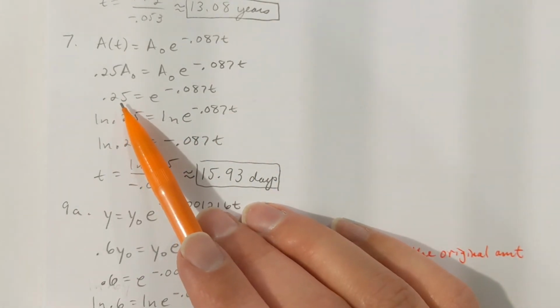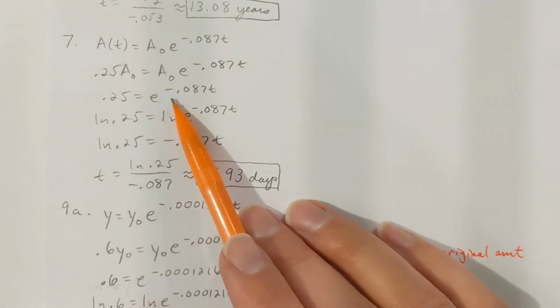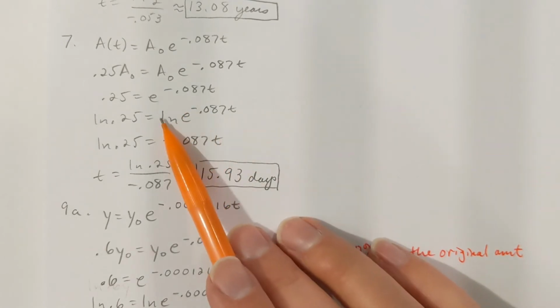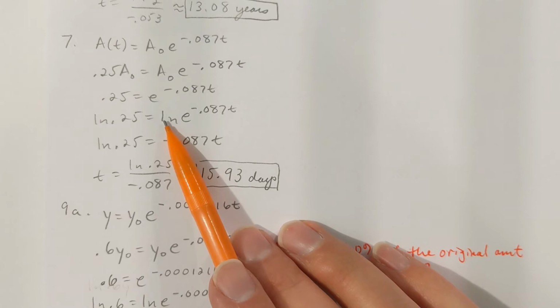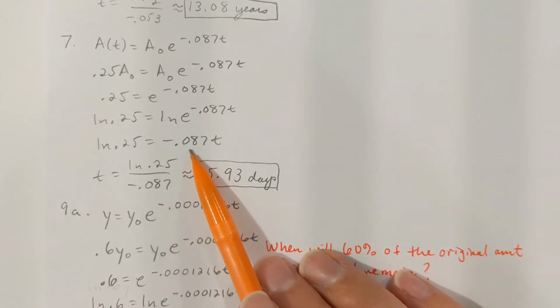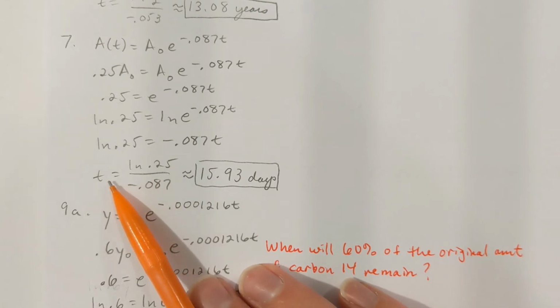Notice how the bases are not going to match up nicely, so I want to take the ln of both sides. That will allow me to pull the power in front of the logarithm on the right. So on the right, I'm going to have negative 0.087 t times the ln of e. The ln of e is 1. And now divide by negative 0.087, so that t is all alone.